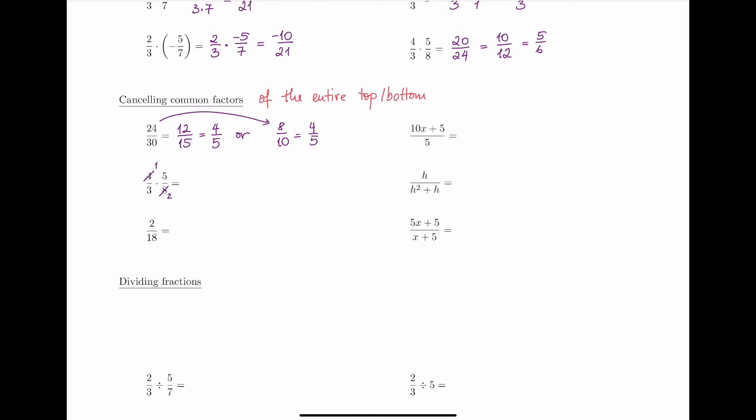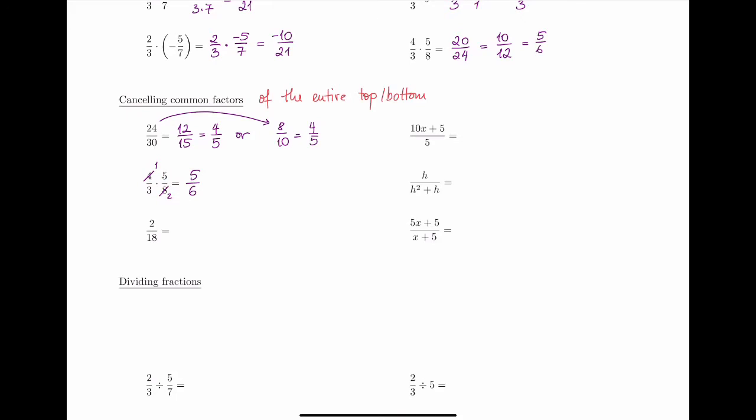Once I've simplified, I can multiply across, so I'm going to have 1 times 5 and 3 times 2, 5 over 6, which of course is consistent with the 5 over 6 we've gotten before. So it is up to you whether to simplify before fully expanding the multiplication or after. Again, just as long as the operation was multiplication and the factors were factors of the entire top and bottom.